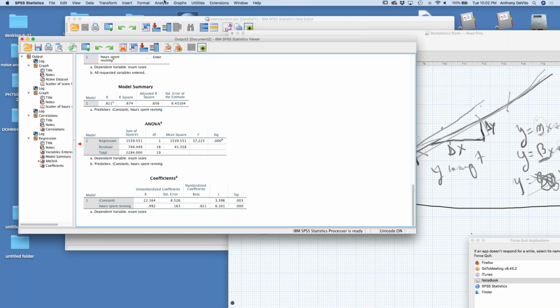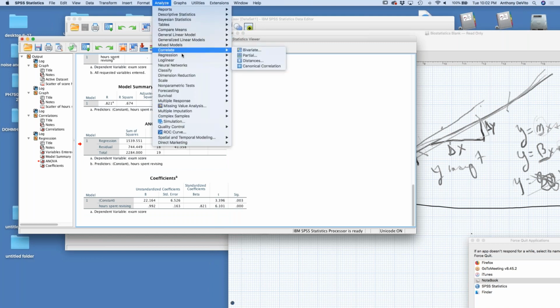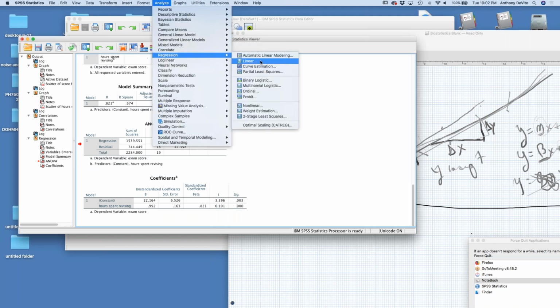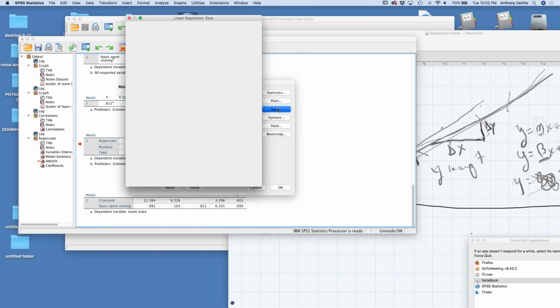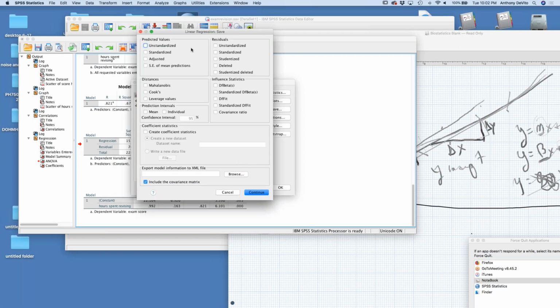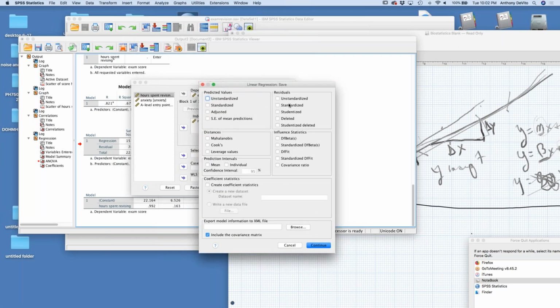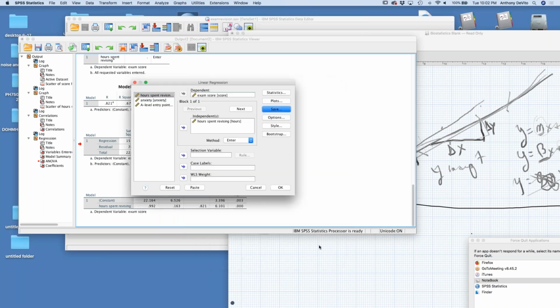I'm going to go over here to analyze. I'm going to go back to regression, to linear regression. And I'm going to go in here to save, and I'm going to say save the residuals, the unstandardized and the standardized residuals. I'm going to click continue, and then I'm going to click OK.